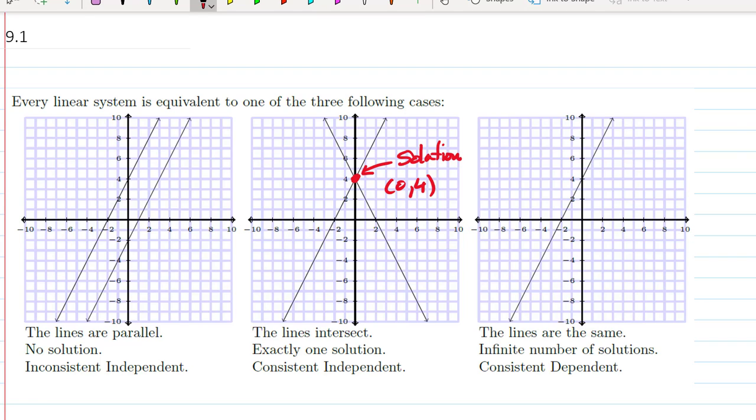The last possibility is a little harder to visualize, but imagine that we had two lines, but they were algebraically equivalent. That is, they lie exactly on top of each other. Then every point that lies on both of those lines would be a solution, and we would have an infinite number of solutions. And we call this case consistent independent.